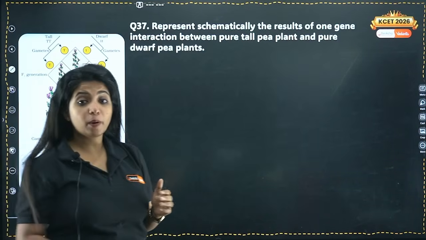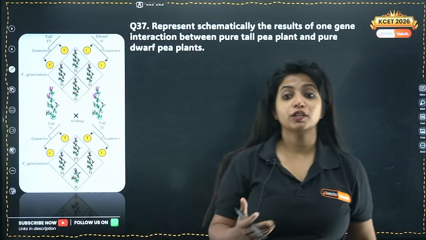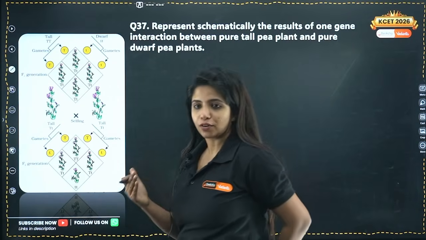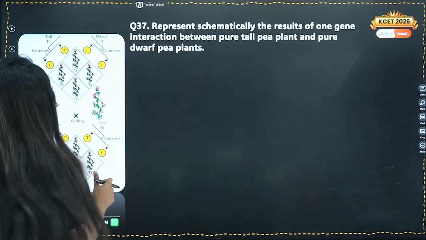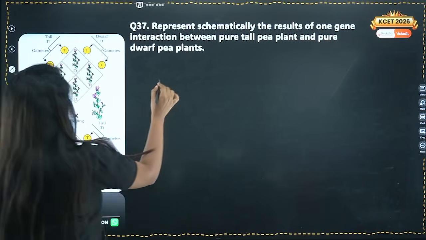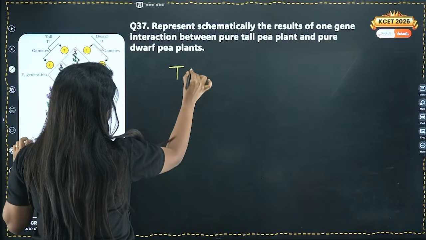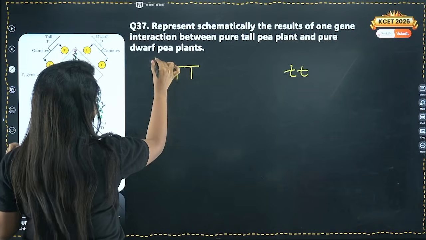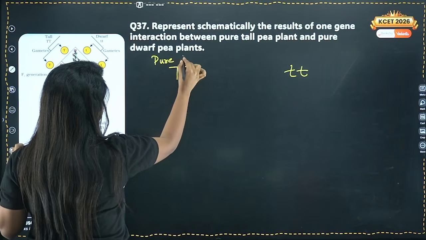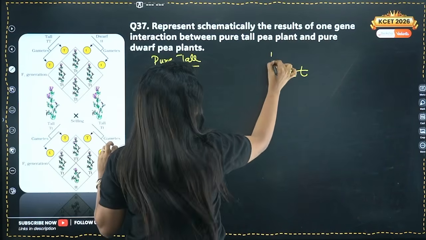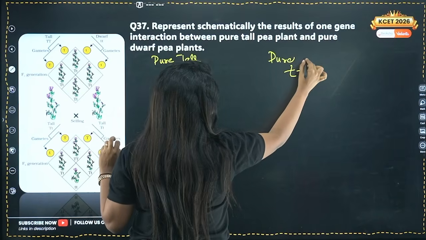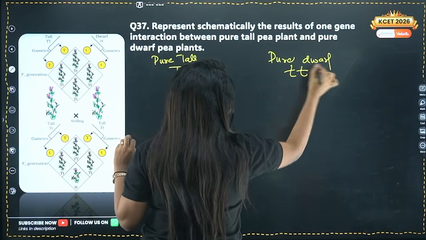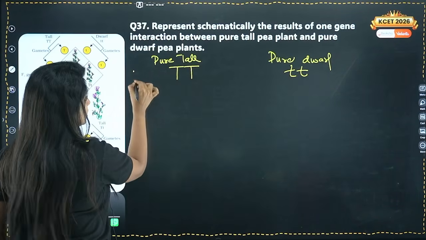Now represent schematically the result of one gene interaction between a pure tall pea plant and a pure dwarf pea plant. You have to talk about one gene interaction. That means you're talking about the monohybrid cross. So how do you show that? Over here, capital T capital T, small t small t. So this is pure tall and this is pure dwarf. These are the parents.